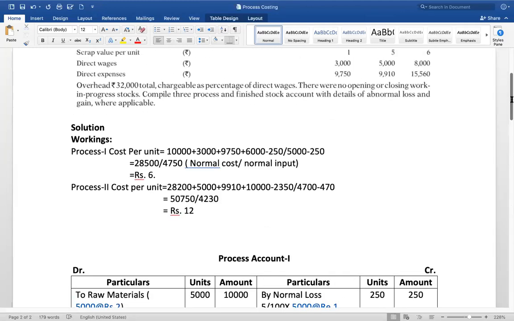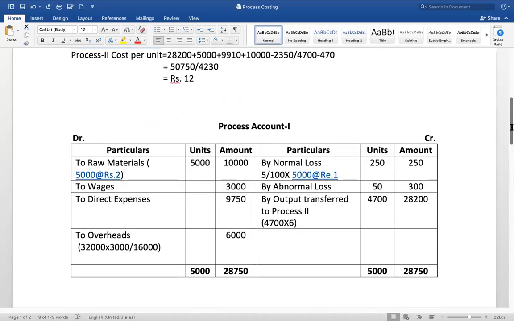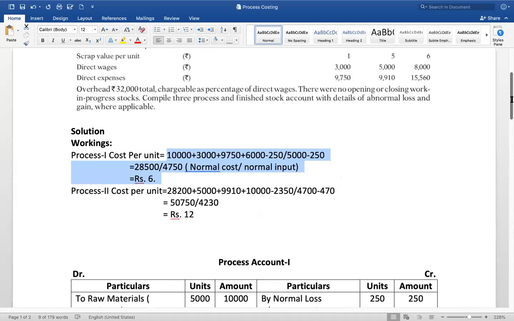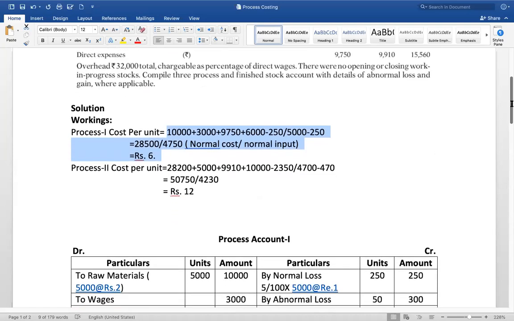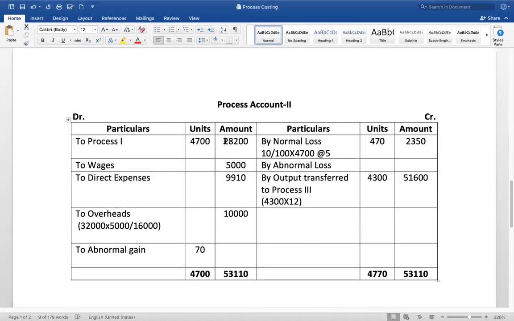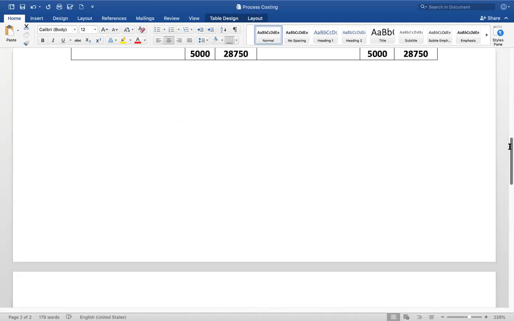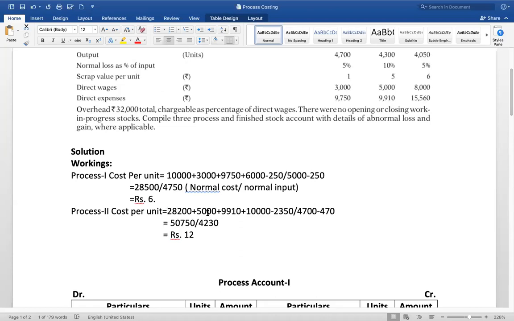We did a working for it. Process cost per unit you have to calculate, just as we did in process 1. We take the entire cost. So just like that, we also take the process cost. Look at this: 28,200 plus 5,000 plus 9,910 plus 10,000 minus 2,350, divided by 4,700 minus normal loss.